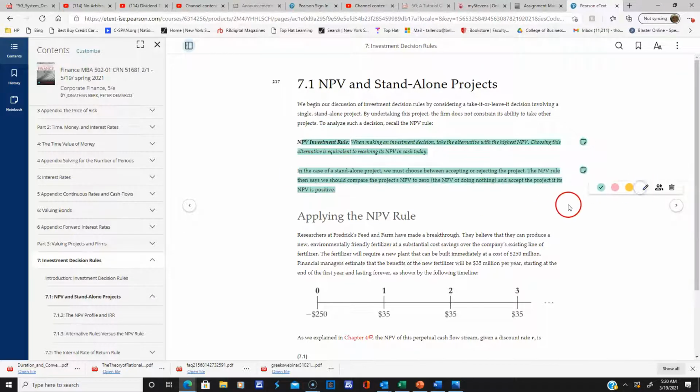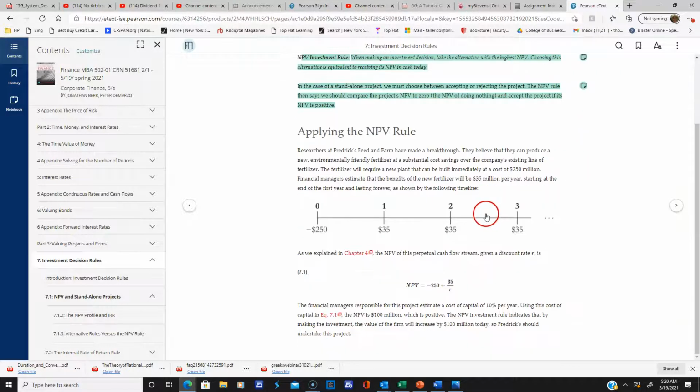The net present value rule is quite simple here, and here's the timeline. Again, your initial investment is negative. You make your initial investment. Excuse me while I grab a sip of coffee here. And here are your cash flows, and here is the equation.